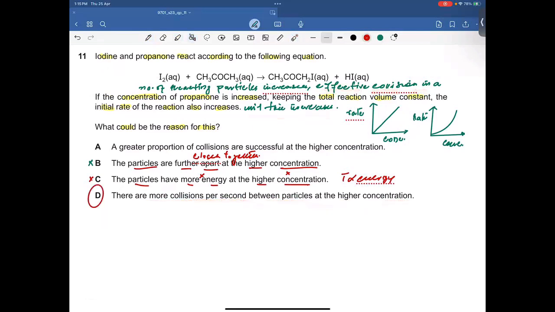And also, one more thing. Concentration never increases the proportion. Temperature increases the greater proportion, right? Concentration never increases the greater proportion. So the term proportion is really important here. Concentration has no impact on proportion, but temperature does, okay?